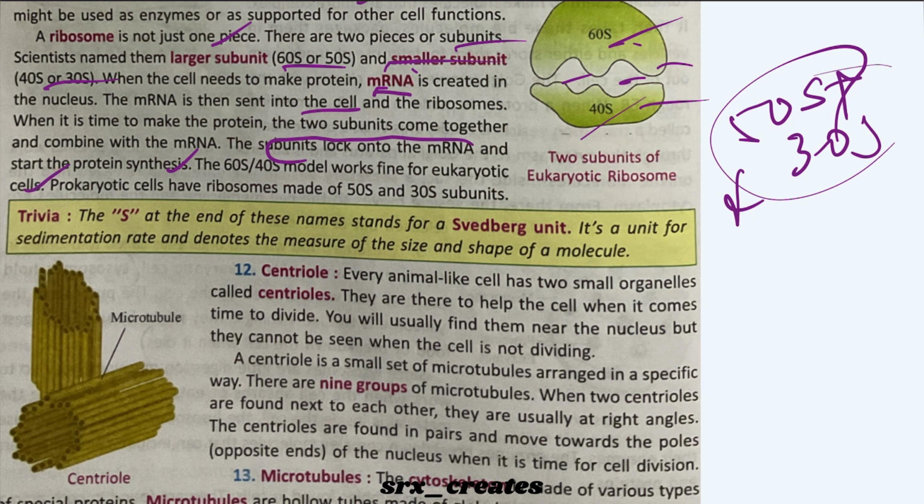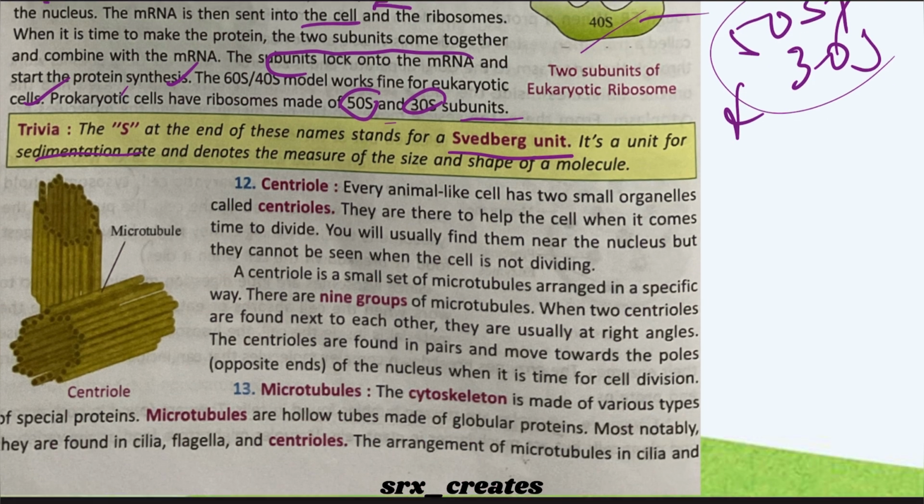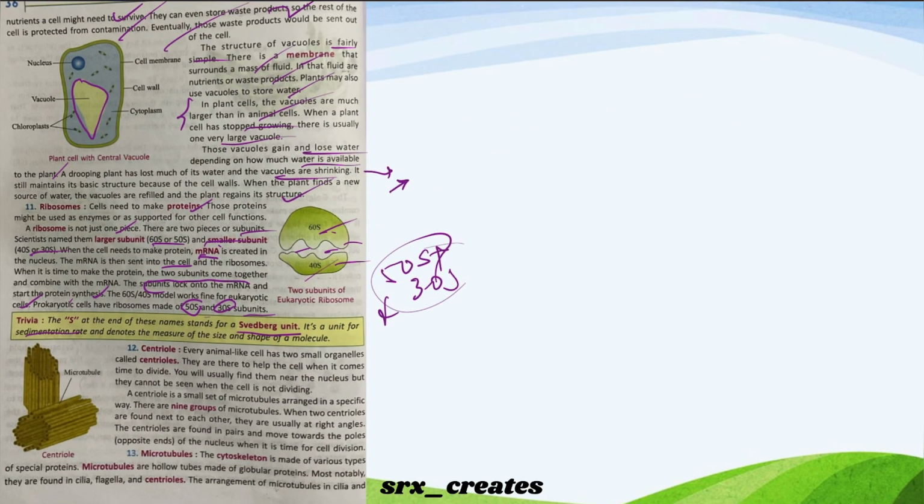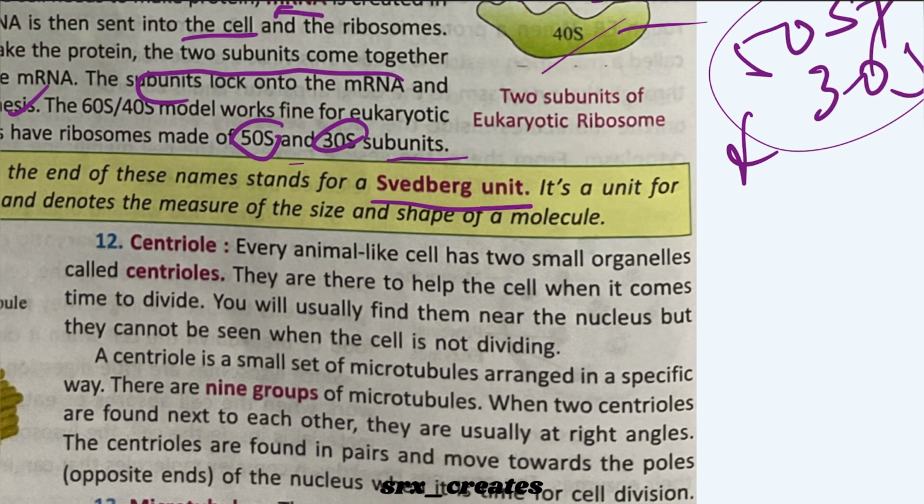Prokaryotic cells have ribosomes which have 50S and 30S. 50S and 30S subunits are contained in prokaryotes only. Now this S is also known as the Svedberg unit. Okay, sedimentation rate. Done.